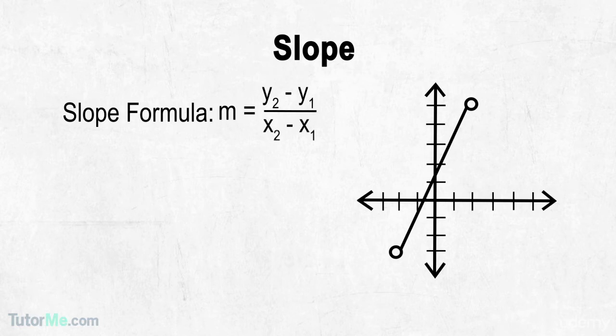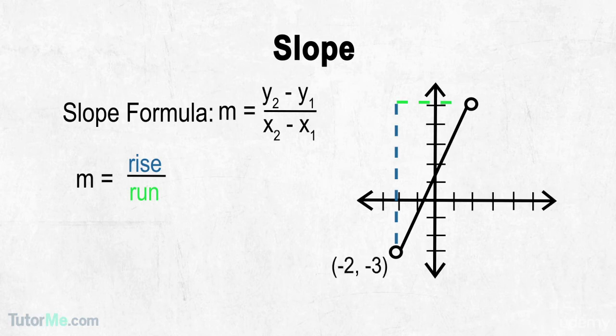You'll commonly hear this expressed as rise over run. Rise because the y-coordinates measure the vertical difference, and run because the x-coordinates measure the horizontal difference. Let's look at an example. Find the slope of a line with the endpoints -2, -3, and 2, 5.